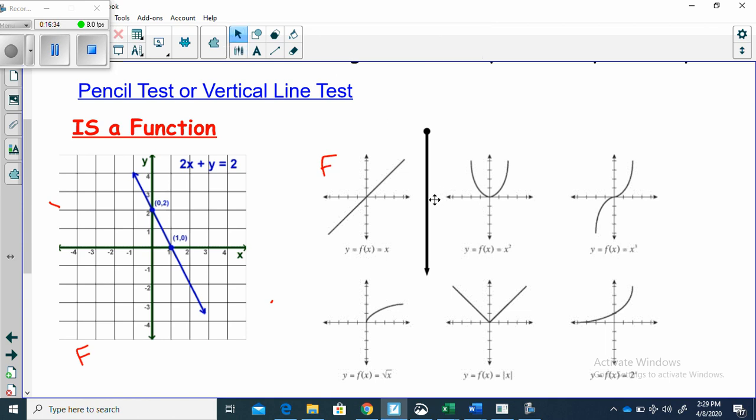Let's do this one and let's see if it intersects anything more than 1 point. No, it's just going across it at 1 point. This vertical line is only going across it. My pencil's only touching it at 1 point all the way across. So that's a function. Let's keep going and see if any of these are not functions. How about that? Let's try this. Let's try this one.